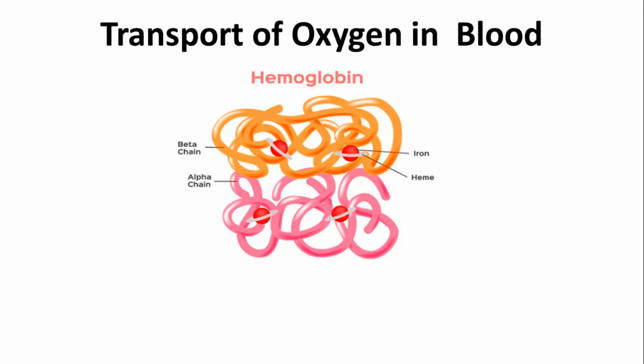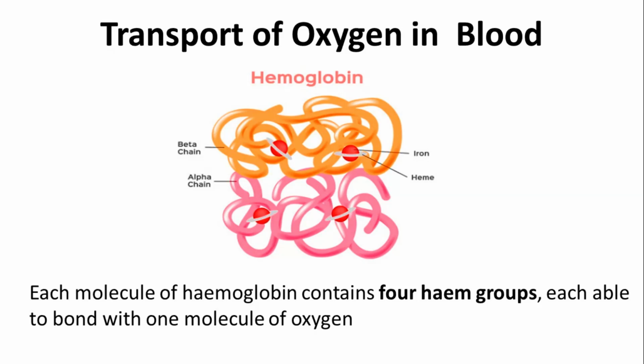Hemoglobin consists of 4 polypeptide chains. Out of the 4 polypeptide chains, 2 are beta chains and 2 are alpha chains. Each molecule of the hemoglobin contains 4 heme groups or iron-containing groups. Each is able to bind with one oxygen molecule.